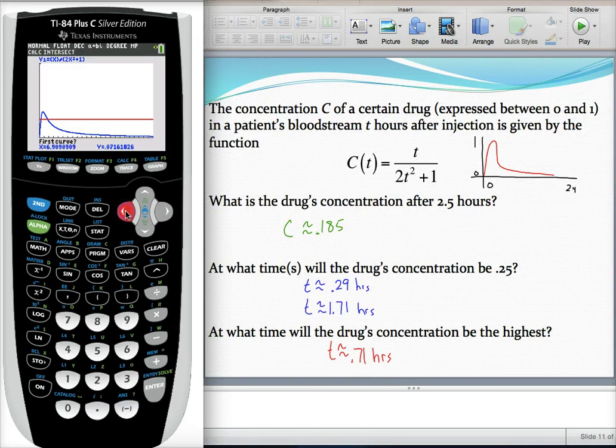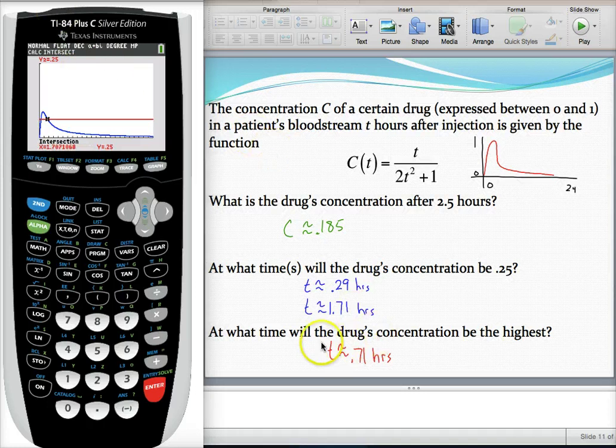But trace over close to one of your two intersection points. You would need to do this for both of them. I'll just find this one. And then just hit enter 3 times. And what we'll find is the exact x value, about 1.71 hours, when our concentration is about 0.25. Go ahead and do the same thing over here, and you can find your second intersection.